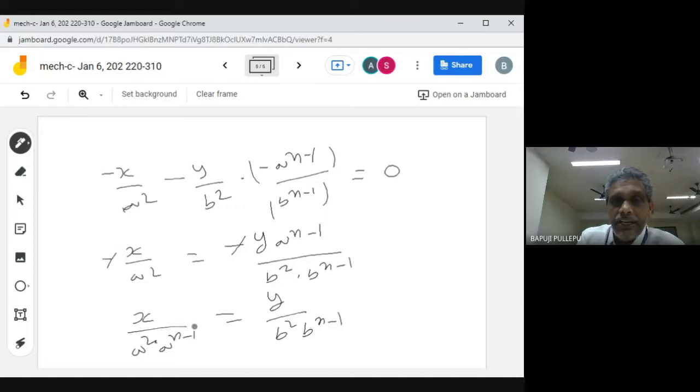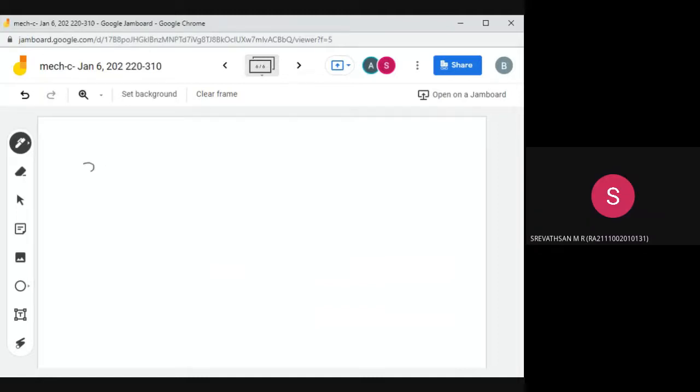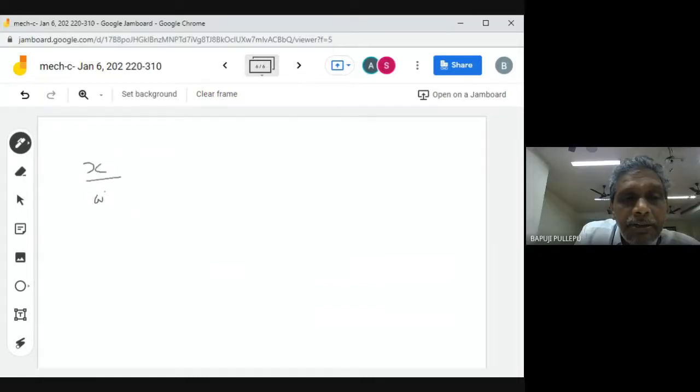Yes. Can you agree or not? Agree, sir. So similarly for b also. Very good. X to the power of a to the power of n plus 1 is equal to y to the power of b to the power of n plus 1.